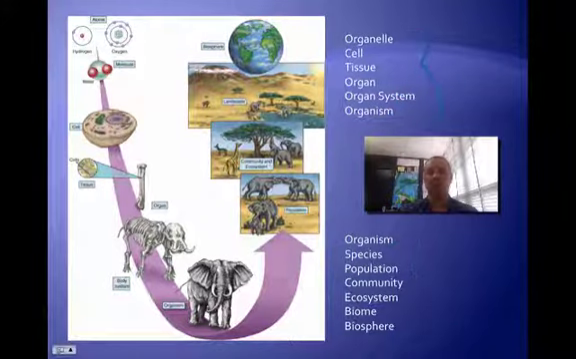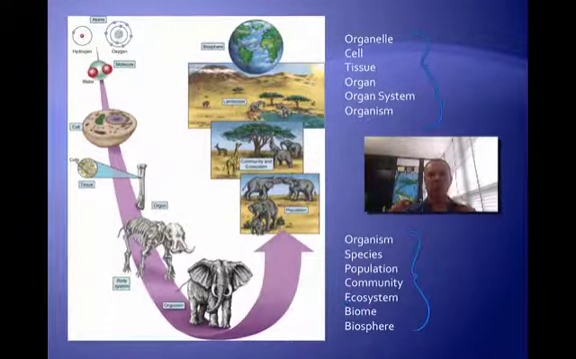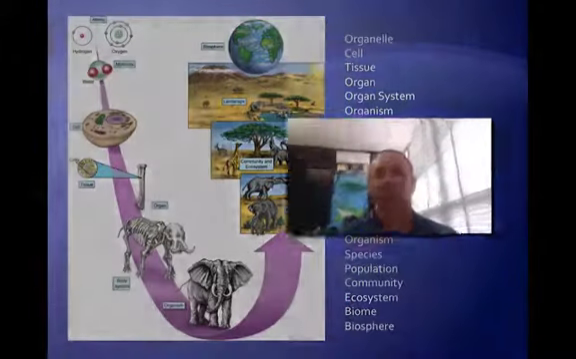But really what we're focusing on here in ecology is at the bottom. You have an organism, a group of organisms that are the same make a species, a group of species that live together make a population. Different populations, animals, plants, etc. living together make a community. Those communities make ecosystems. Ecosystems make the biomes, and eventually the biosphere, which is the entire planet where living things survive, where living things live.